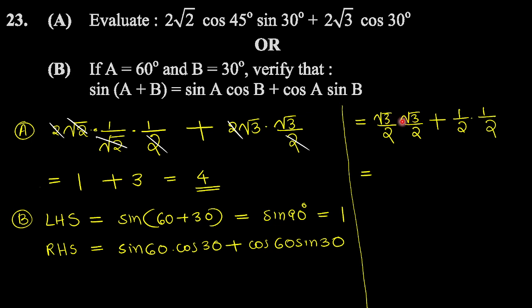Here root 3 into root 3 becomes 3. 2 into 2 is 4, right? It's simple. So we get 3 by 4 plus. And here 1 by 2 into 1 by 2, 1 by 4. This will be 4 by 4, that is 1. So I got LHS equal to 1 and RHS also 1. So I can write LHS is equal to RHS. I proved it. All of you clear?